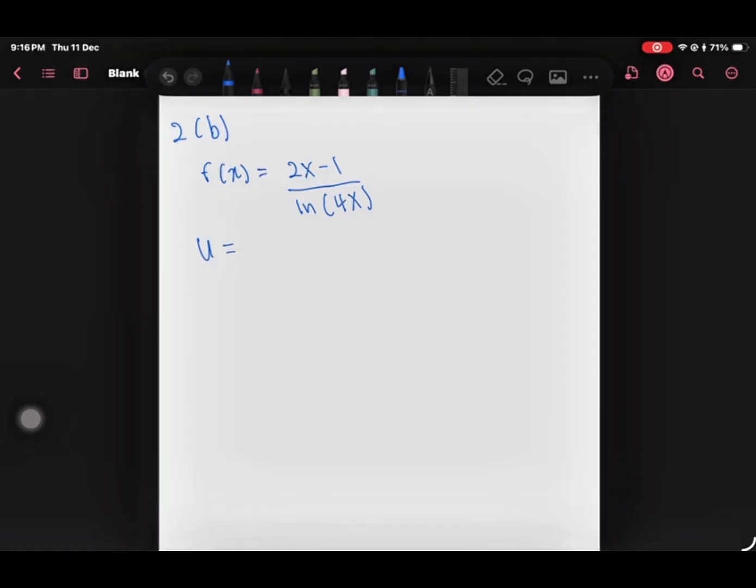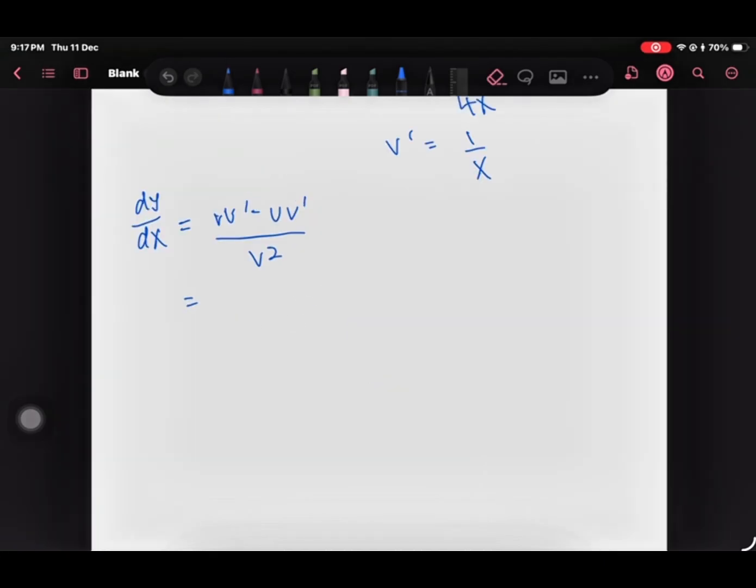Let's go with question B. So u equal to 2x minus 1 and u prime equal to 2, and v equal to ln 4x, which we simplify, equal to 1 over 4x, and for v prime equal to 1 over 4x times 4, and for the last v prime equal to 1 over x. And then we use the quotient rule, so we just apply it.